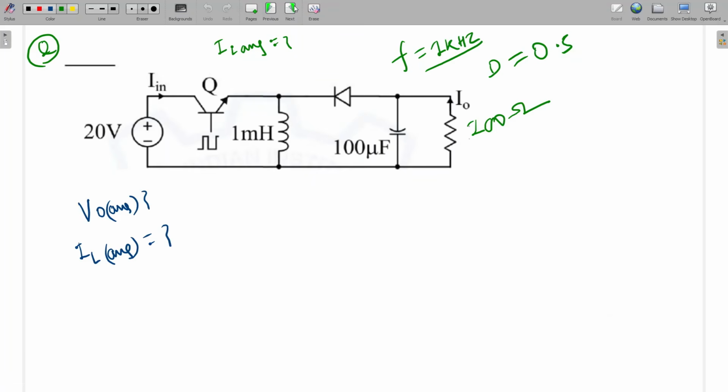So here I have made some changes. The switching frequency I have changed to 1 kilohertz. Duty ratio is 0.5. R is 100. So can anyone tell whether it will be continuous or discontinuous? What will be the K value?